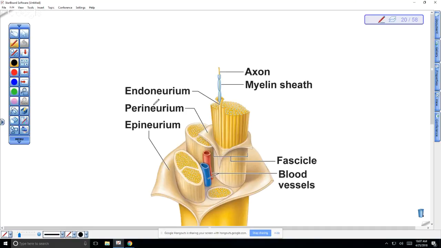Then notice how the axons are bundled into fascicles. Fascicles are just bundles of axons. And then surrounding the whole nerve, we have a connective tissue layer. Notice that there are blood vessels that supply nutrients to the nerves as well. Okay? This is why a nerve, like a muscle, like your biceps muscle, is not just tissue, but is actually an organ. So each of your nerves is an organ.